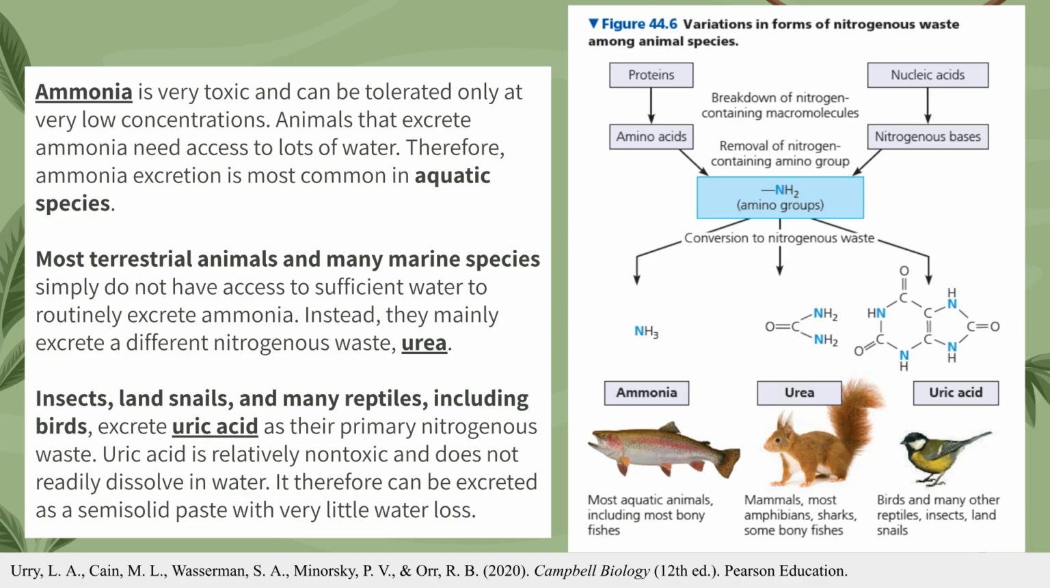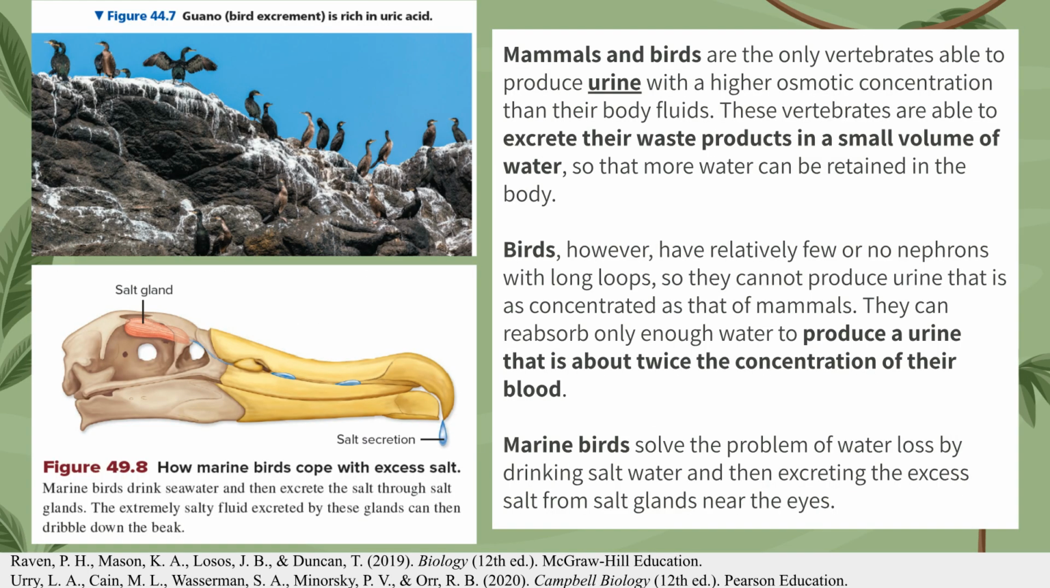Birds, reptiles, insects, and land snails excrete uric acid, a relatively non-toxic, water-insoluble waste that is eliminated as a semi-solid paste, allowing maximum water conservation and safe storage, especially important in dry habitats and in egg-laying animals. Mammals and birds are the only vertebrates that can produce urine more concentrated than their body fluids, allowing them to excrete waste while conserving water.